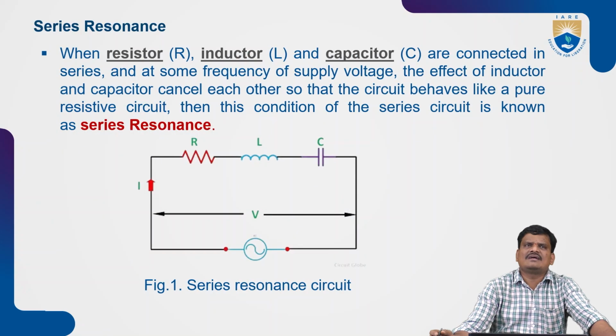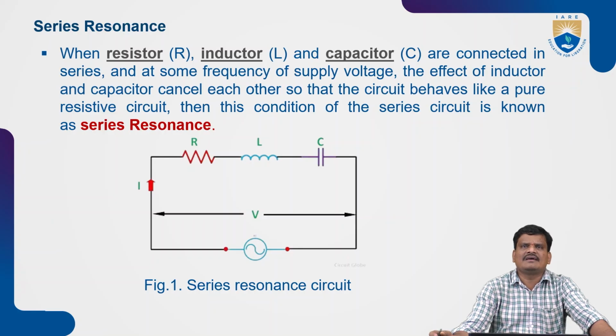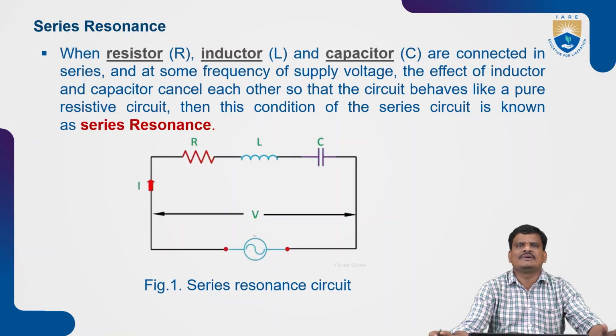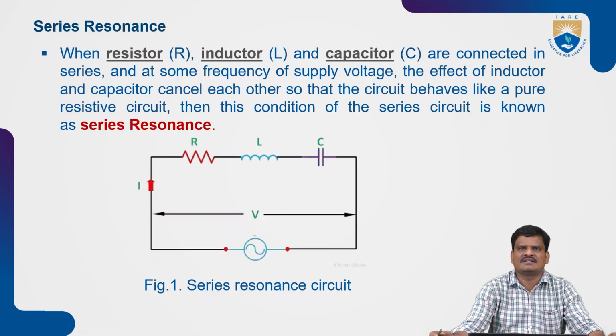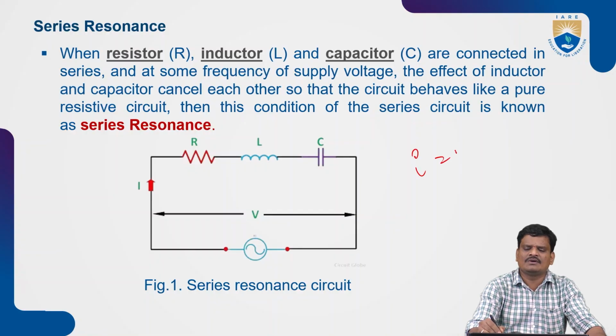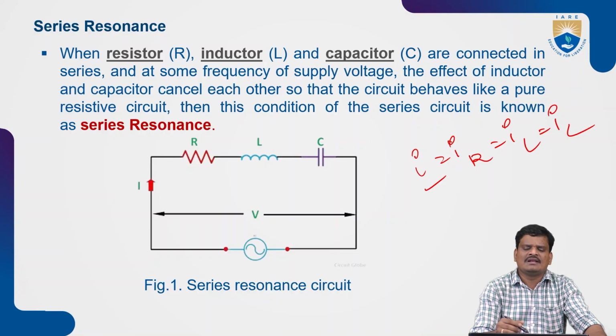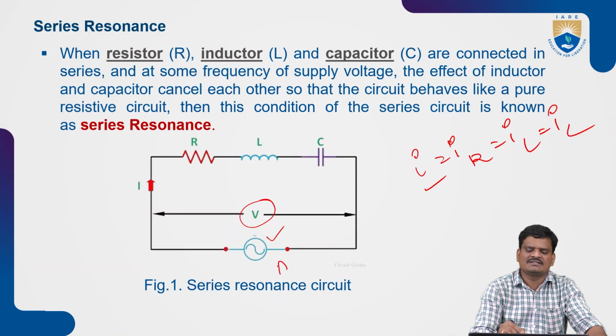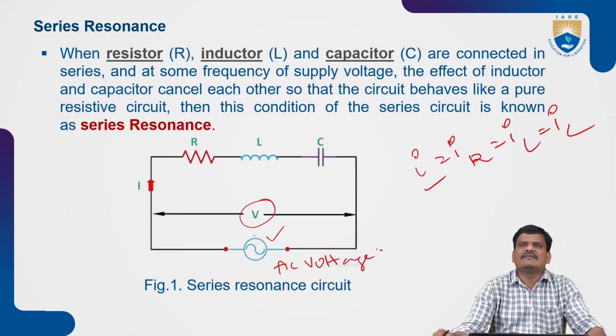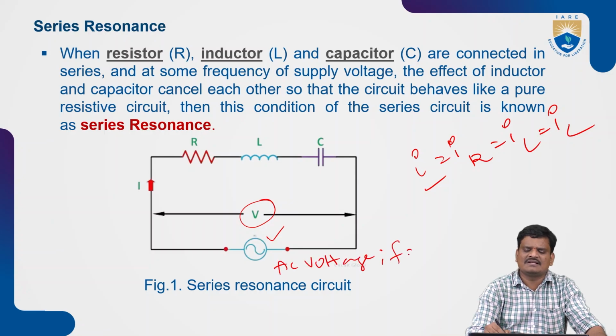Series resonance. The name itself indicates that all the elements present in the circuit need to be connected in series. And for a series circuit, we know that the current flowing through each and every element in the circuit is the same. That is, IR equal to IL equal to IC equal to the total current flowing into the circuit. Let V be the voltage connected to the circuit, which is an AC supply voltage, and we apply some frequency, let me say 50 Hertz.